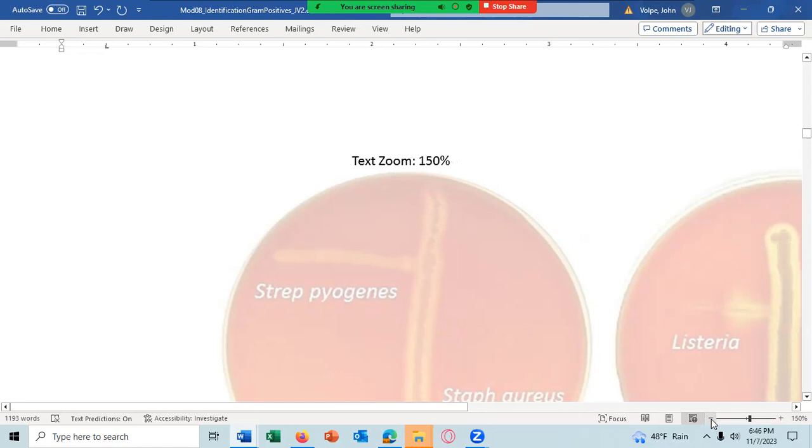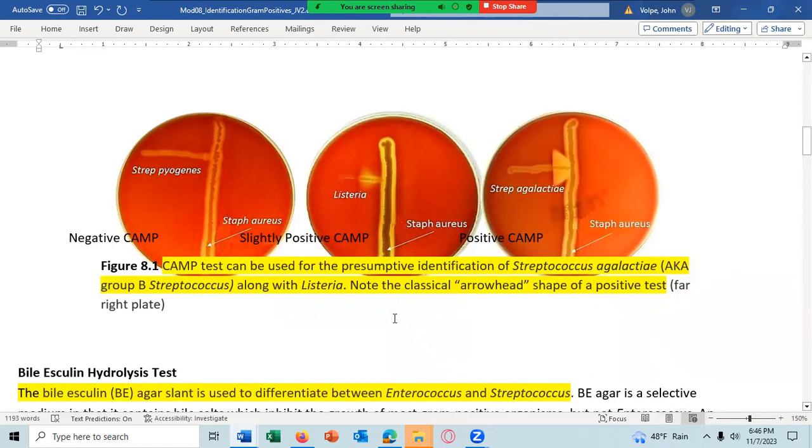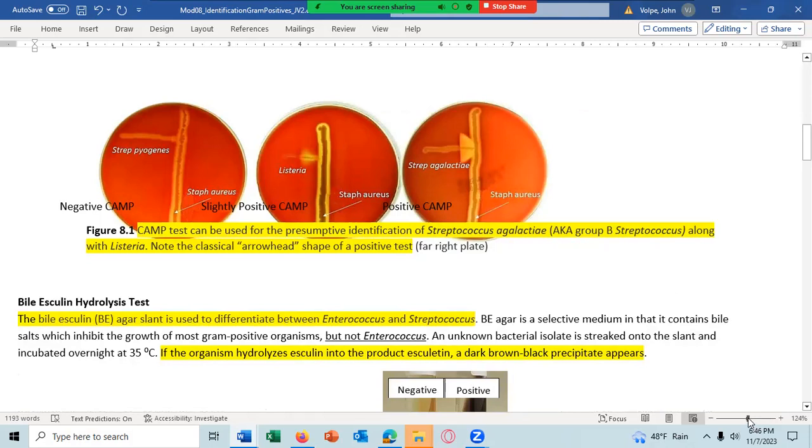Let me shrink this down now a little bit. As you can see, Streptococcus pyogenes does not have enhanced hemolysis when it grows near Staphylococcus aureus. For Listeria, when it grows near Staphylococcus aureus, we can see slight or partial enhancement of the beta hemolysis around Staphylococcus aureus. And to see that best, you really do need to blow it up. So let me see if I can blow it up.